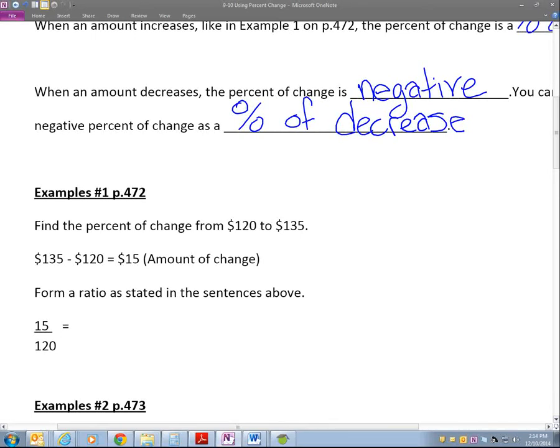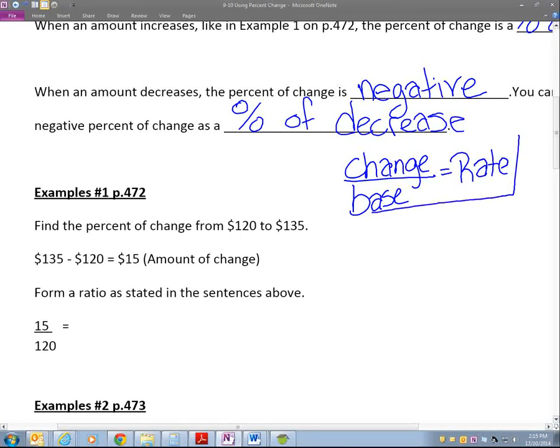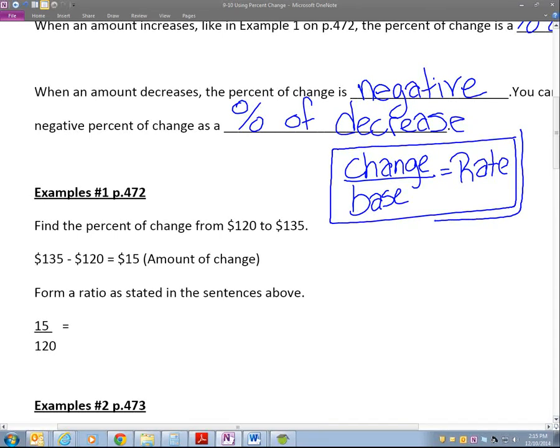You will be using something similar to it. It's change over base equals rate. And our magical highlights. That's a major point for today. Change over the base is the rate. I'm highlighting that, so when I'm studying tonight and tomorrow night, I will know where to look. Change is over base, and that is the rate.